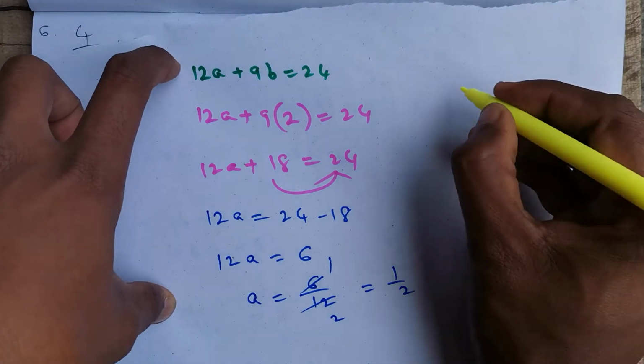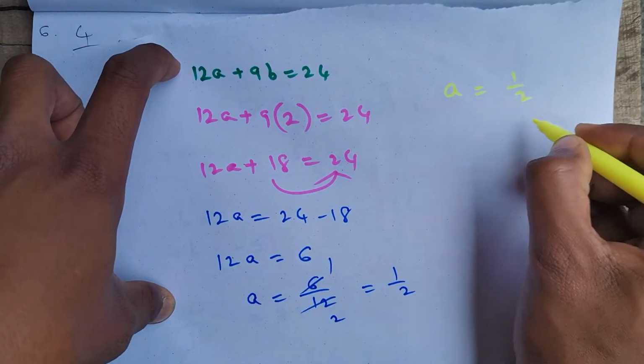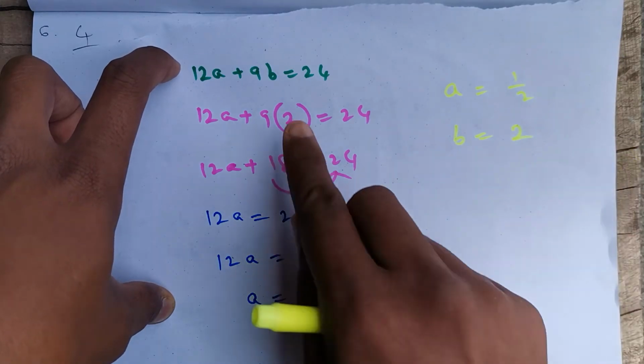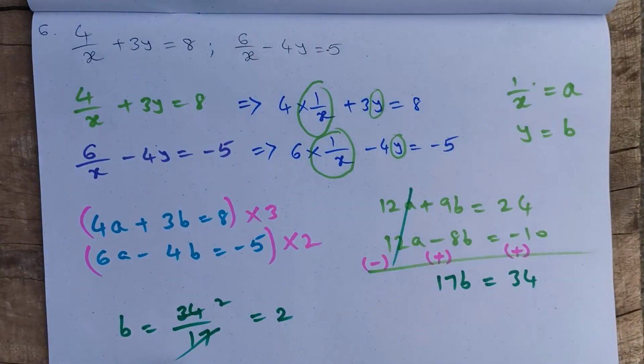So we got two values now. A value we got as 1 by 2 and b value we got as 2. Just now we substituted here. Otherwise here also you can see b equals 2.